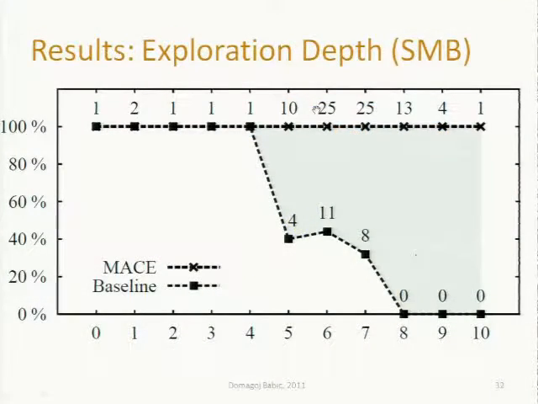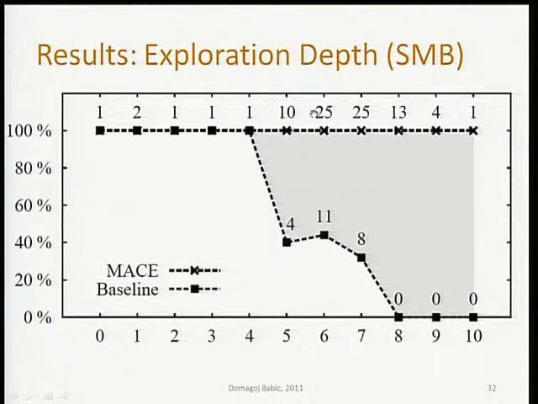So this is an interesting graph. We wanted to see how deeply the baseline approach gets into the search space compared to MACE. So what we did is expand the state machine into a tree and then measure the percentage of states that each approach reaches at certain depth.